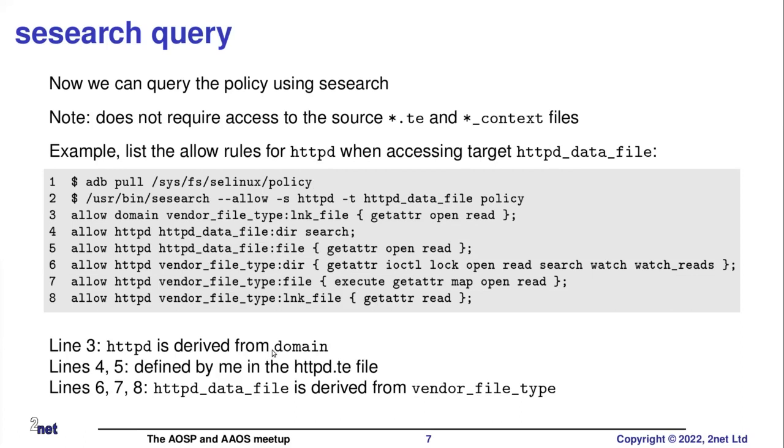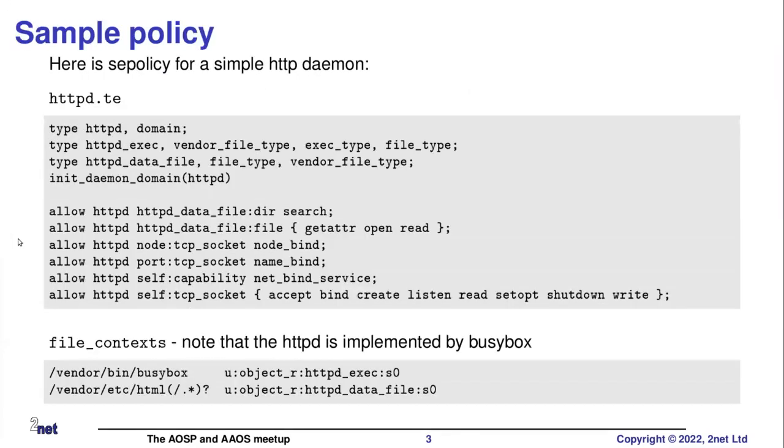And we get these lines, we get these options. So some of these we recognize. So lines 4 and 5, these are directly from the TE file earlier on. And just go back a tiny bit. Yes, there are these two allow rules here which allow HTTPD to search a directory labeled as HTTP data file, and also to open and read files likewise.